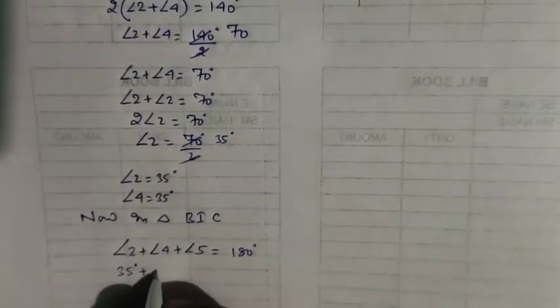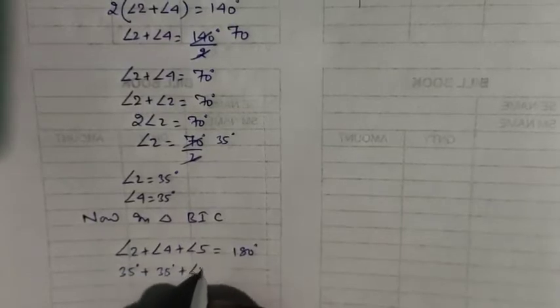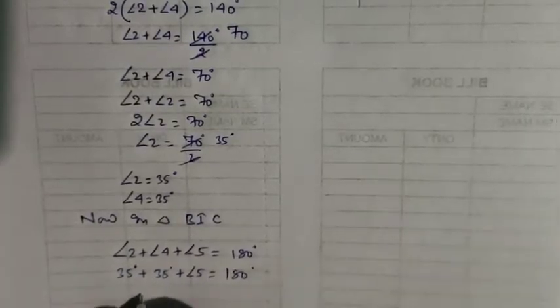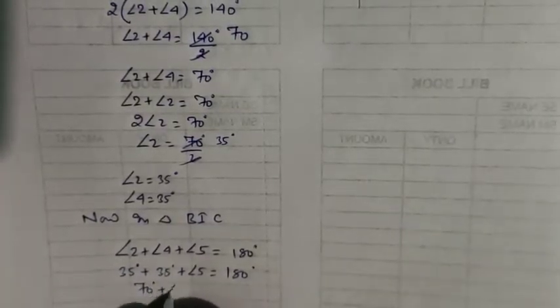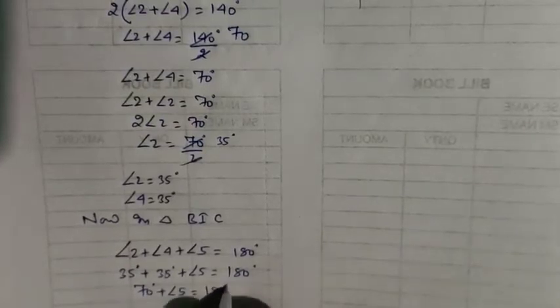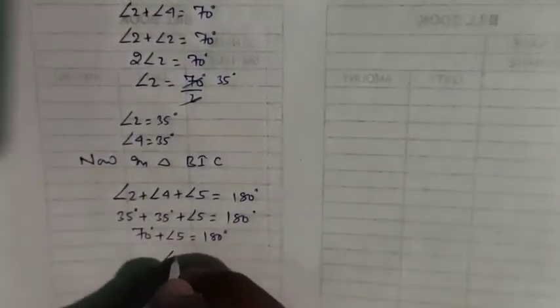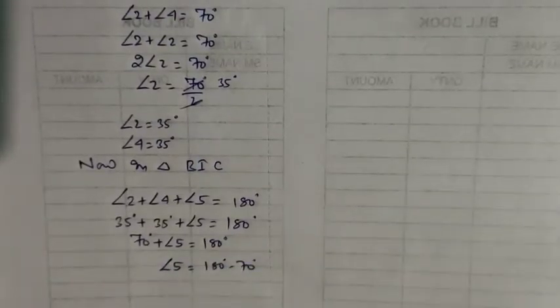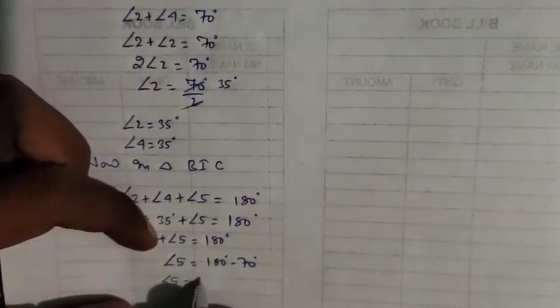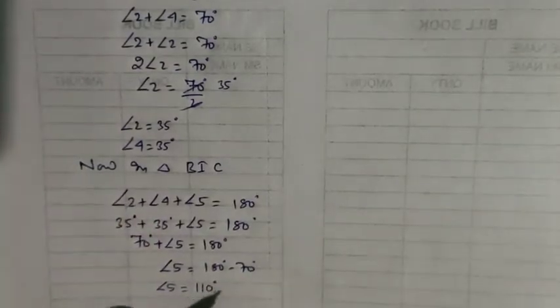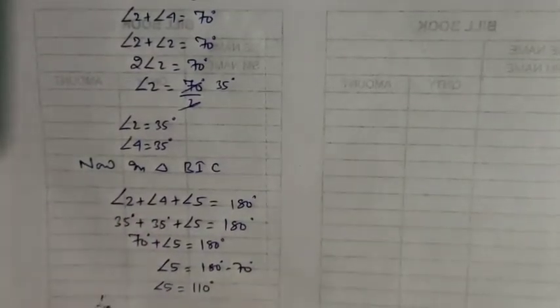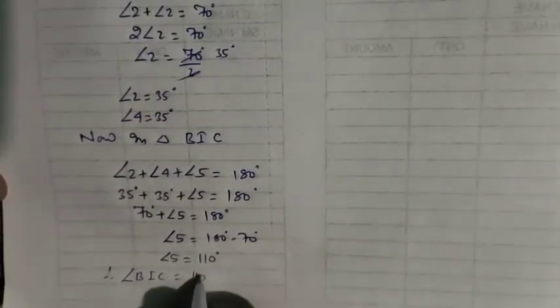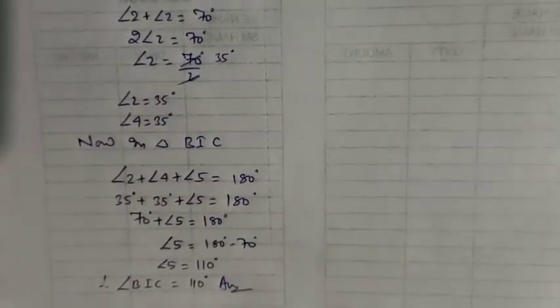The value of angle 4 35 plus angle 5 is equal to 180 degree. 35 plus 35, 70 degree, plus angle 5 is equal to 180 degree. Angle 5 is equal to 180 degree minus 70 degree. Therefore the value of angle 5 is equal to 110 degree. Now we can write, therefore angle BIC is equal to 110 degree. This will be your answer.